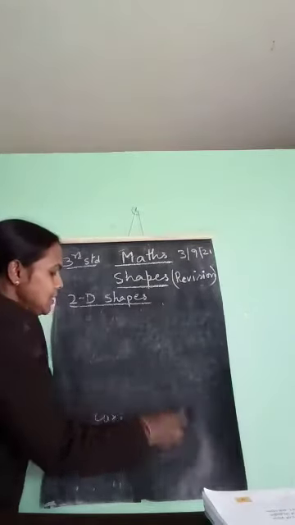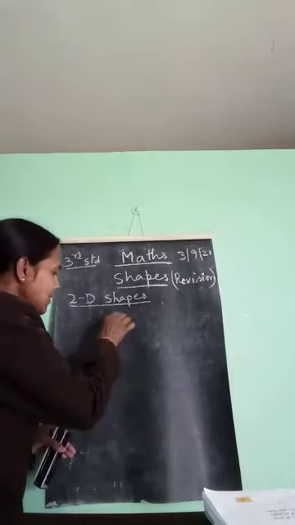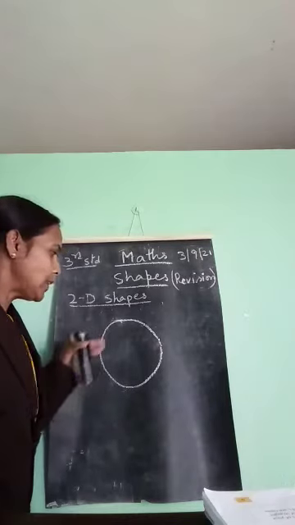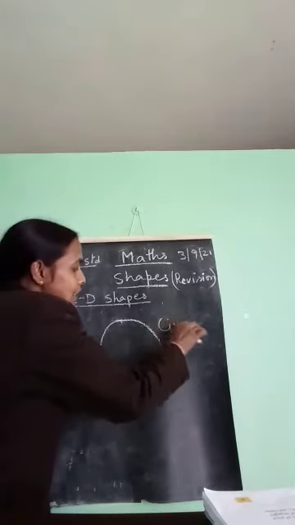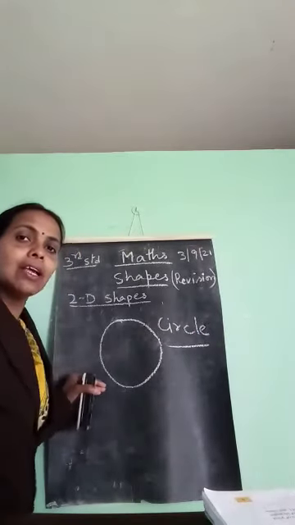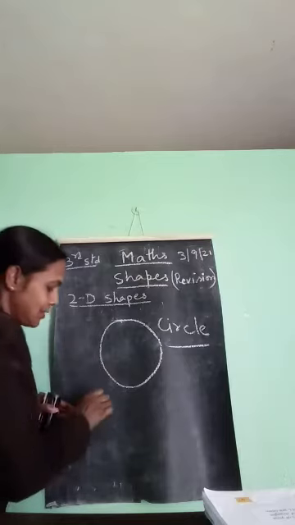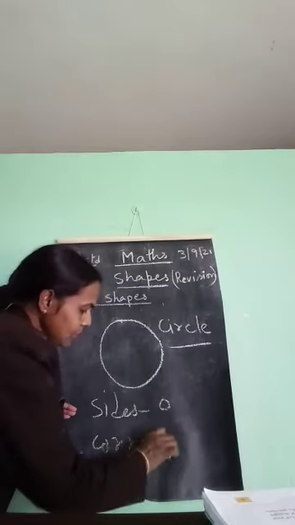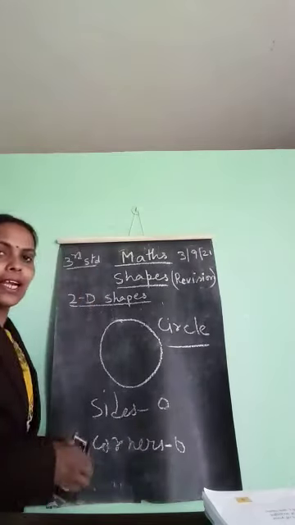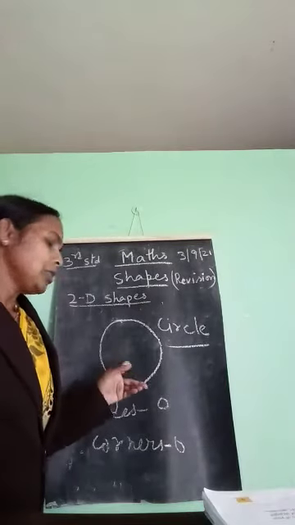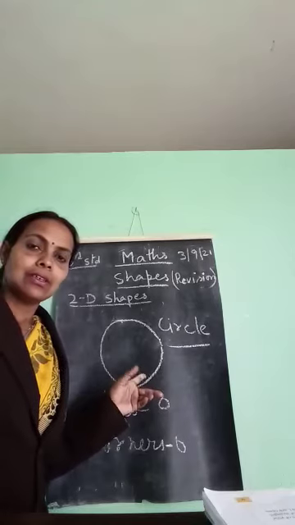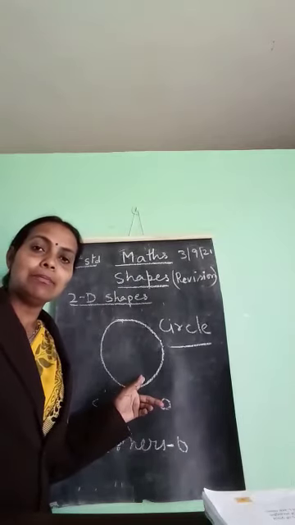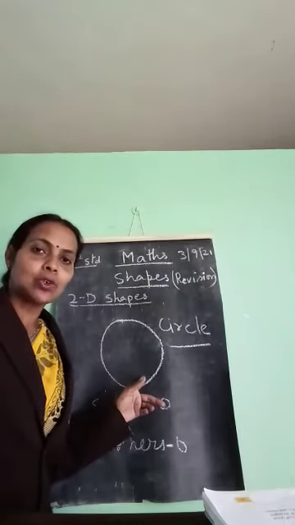Now next, see this one. What is this? This is a closed curve picture. We call it as a circle. Now it has no sides. Sides 0. Corners, it is also 0. No sides and no corners. So can you name something which is circle in shape? Bangle. Then plate. Disc. All these are circular in shape.